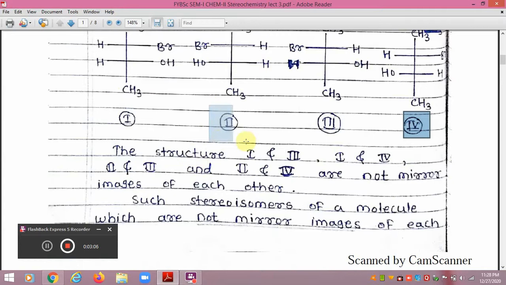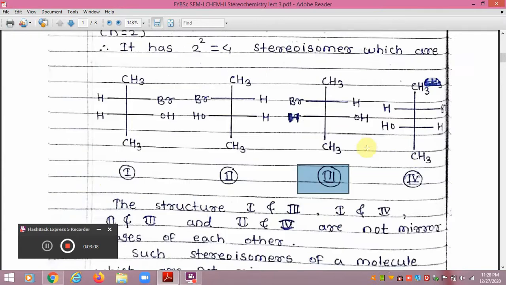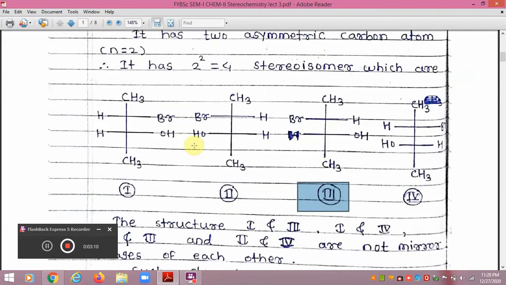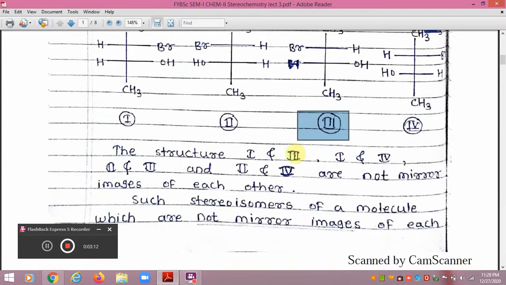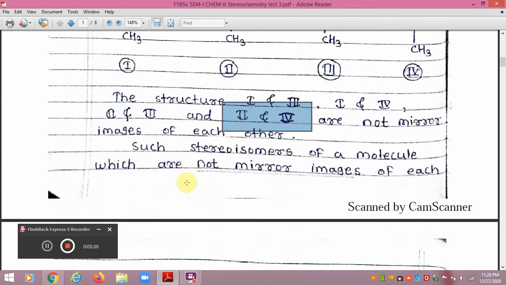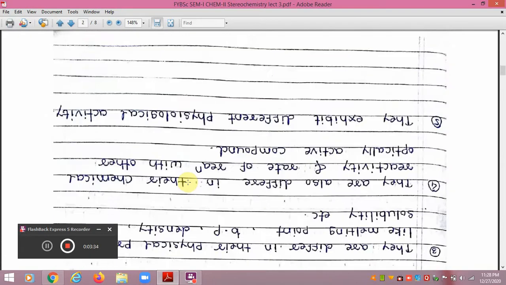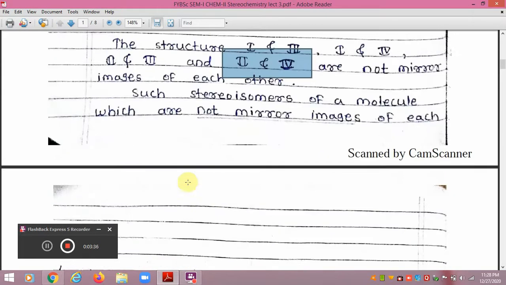Again, if we talk about structure number 2 and structure number 3, these are also not mirror images of each other. Similarly, structure number 2 and structure number 4 are also not mirror images of each other, and hence structures 1 and 3, 1 and 4, 2 and 3, and 2 and 4 are not mirror images of each other, and hence these are called the diastereomers of each other.